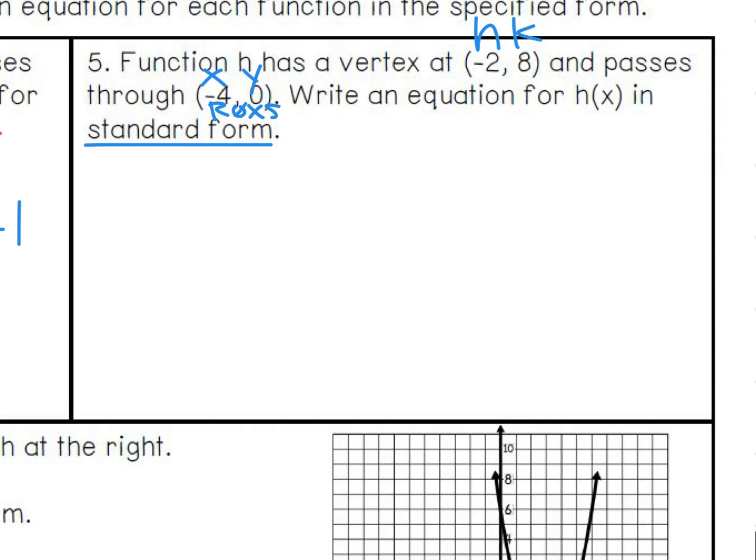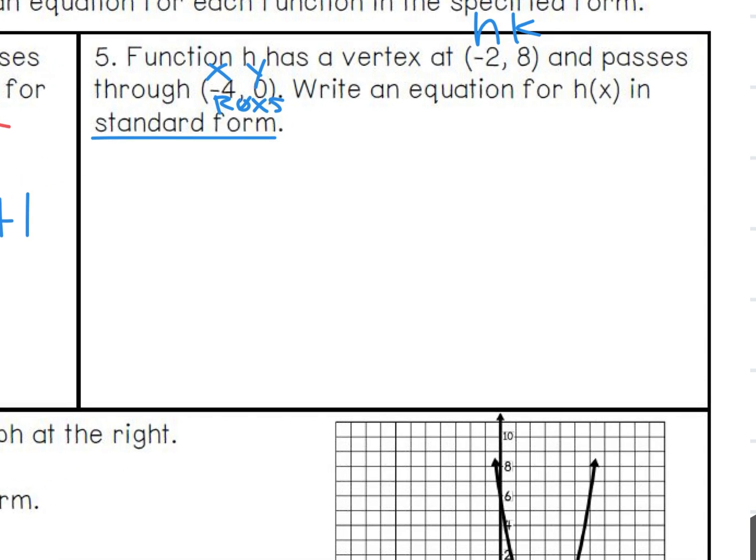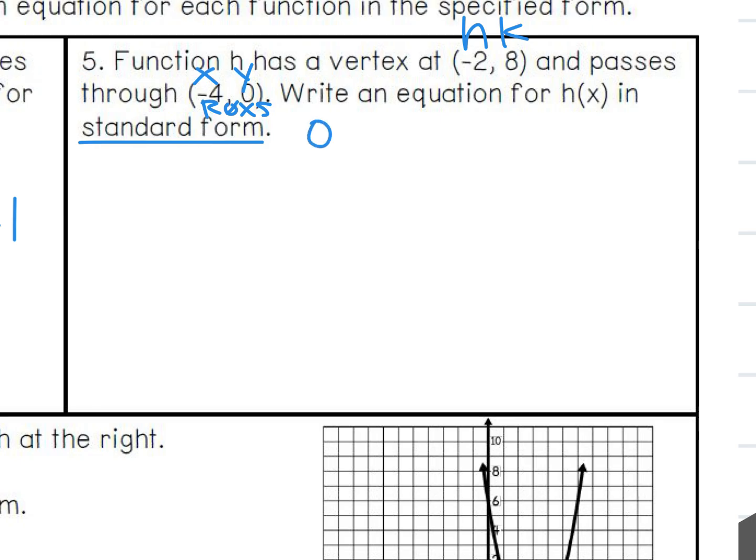This one is in standard form. So the one we did a minute ago said in vertex form. So we are gonna have to do the same thing. So y equals, actually not y, we know what y is. We can plug in what for y? 0, good. 0 equals a, parentheses, what's my x? Negative 4 minus, what's my h? -2. What happens to a minus minus? Positive 2, quantity squared. And what's my k? 8. Plus 8. So setting it up is key.